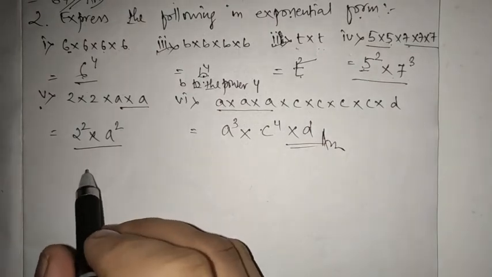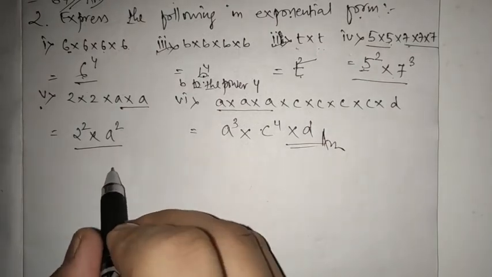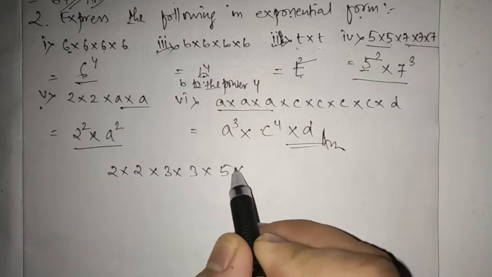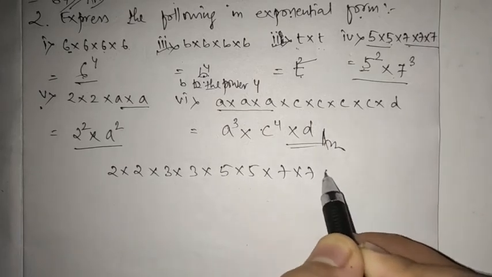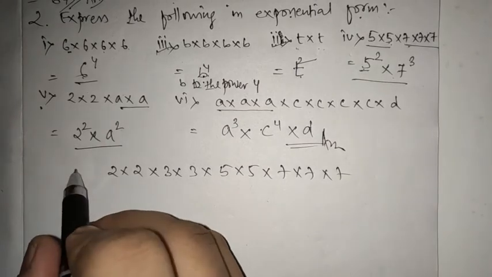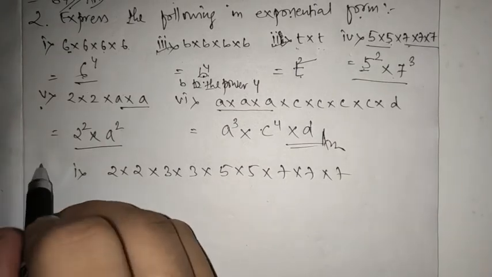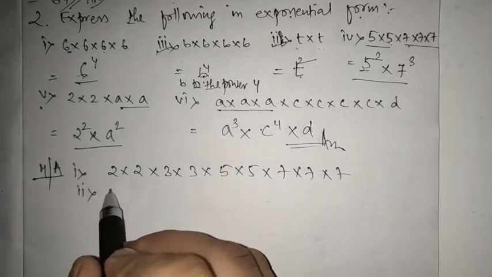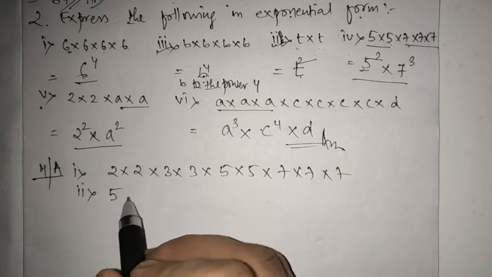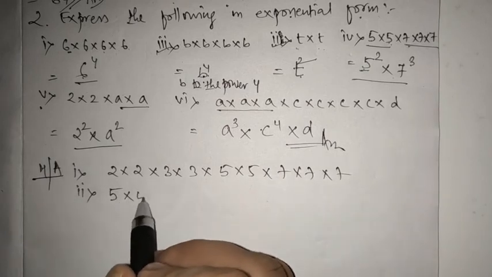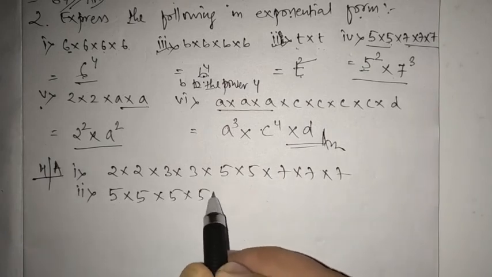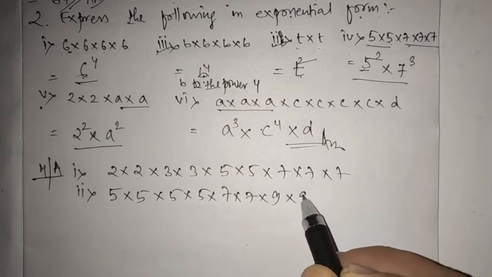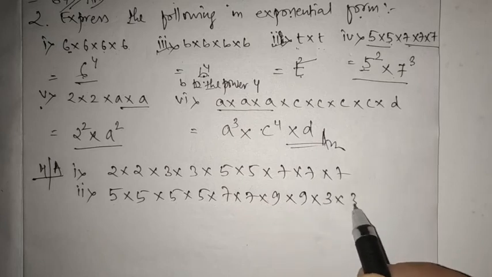Okay, so I just want to give another home assignment also. Just do this one yourself. Okay, this is for your practice. So you'll do this work and you will show me. This is number 1 home assignment. HA means your home assignment, alright? Part 2, okay, just express this in the exponential form. 5 into 5 into 5 into 5 into 7 into 7 into 9 into 9 into 3 into 3, alright?